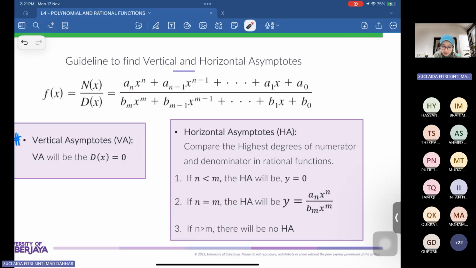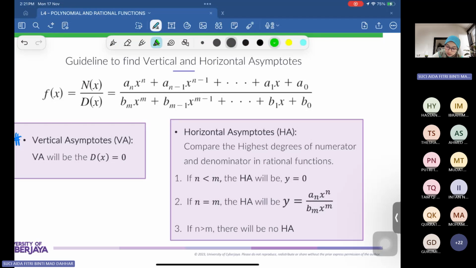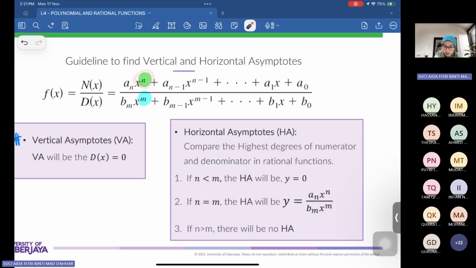It depends on the degree of the numerator, the leading degree on the top, and the leading degree in the bottom. That means the highest power on the top and the highest power in the denominator. If your power on the top is smaller than the power in the bottom, your horizontal asymptote will always be y equals 0. That means it is still the x-axis, y equals 0.